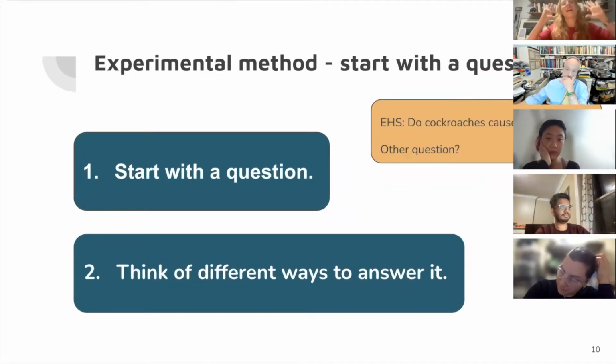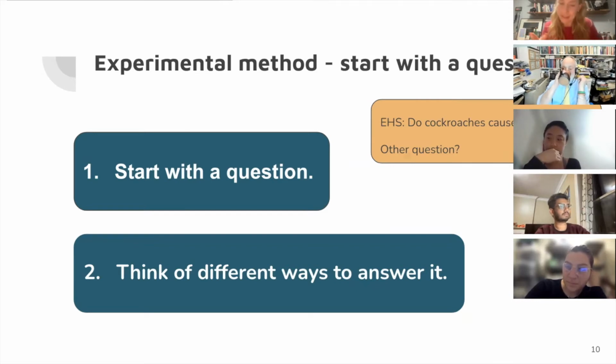So now I wanted to briefly go over different scientific approaches, but first, this slide's really important. So experimental method: you start with a question and then you think of different ways to answer it. A lot of times people get these ideas and it becomes a little bit nebulous. If you're actually going to design an experiment and do it, you really need to start with a clear question and then start thinking of ways to answer it.